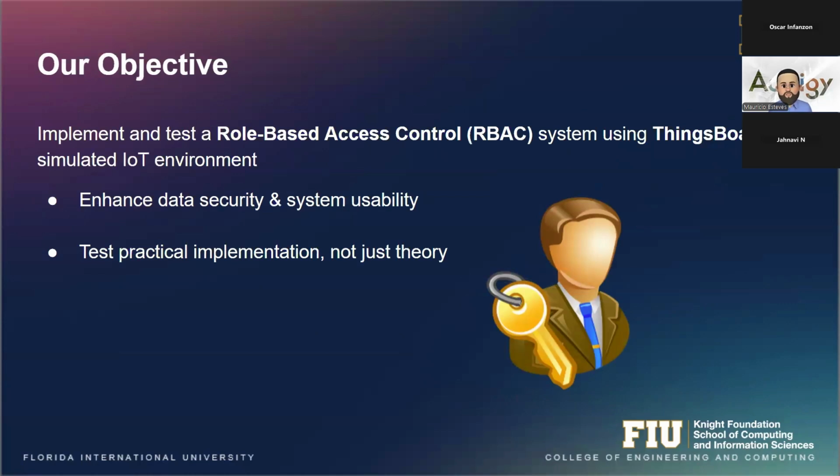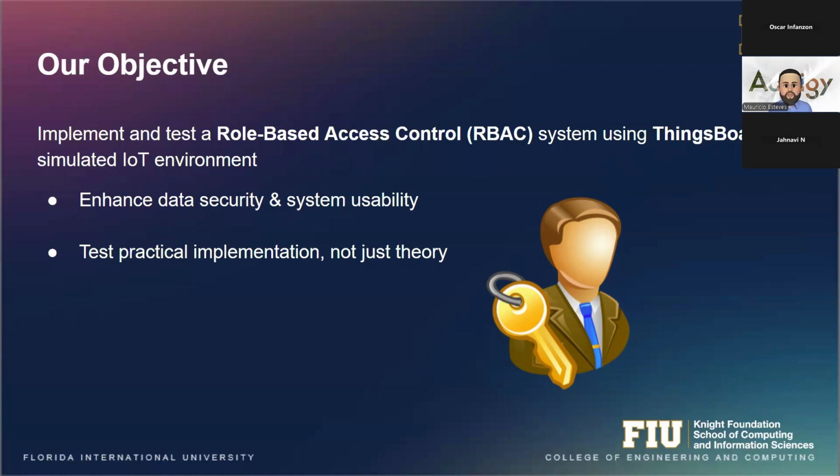So our objective, understanding this challenge, allowed us to create an appropriate objective, right? What we wanted to do was essentially implement and test a working role-based access control system using an actual IoT platform, in this case, ThingsBoard. So we didn't just do this on paper. This is trying to simulate a real-world environment. It allows us to enhance data security and usability, making sure that the data isn't just protected, but still accessible to the right people in the right ways, depending on their permissions.